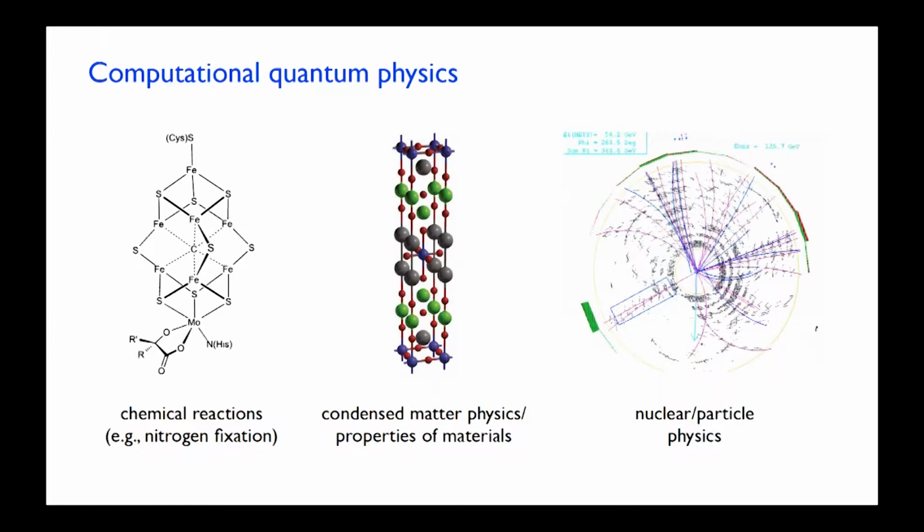Similarly, in condensed matter physics, or if we want to design materials, there are reasons why we might want to do quantum simulation, or even, and perhaps a little more relevant to some of the main themes of the CTP, if we want to do computational nuclear or particle physics. These are hard computational problems because of the large size of the Hilbert space that we need to simulate.